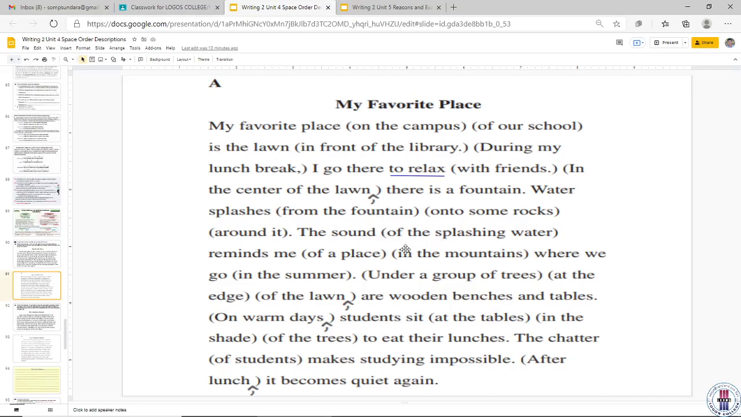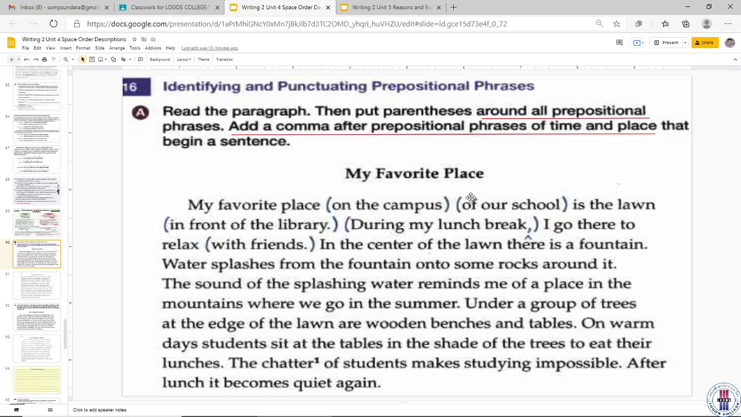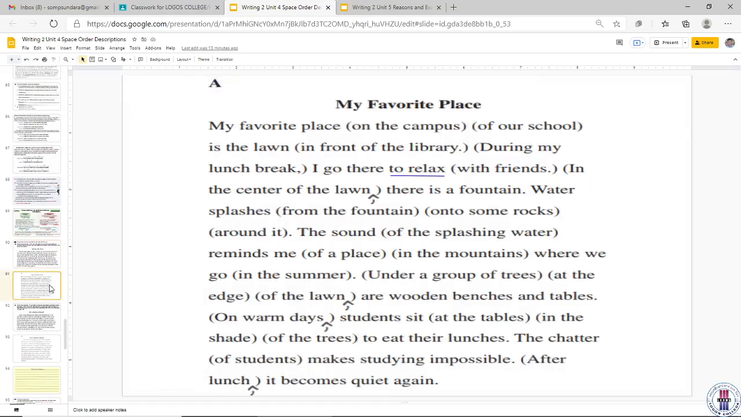The sound of the splashing water reminds me of a place in the mountains where we go in the summer. Under a group of trees at the edge of the lawn, comma, are wooden benches and tables. On warm days, students sit at the tables in the shade of the trees to eat their lunches. Okay. So as you can see, if a prepositional phrase of time and place begins a sentence, we usually separate it with a comma when we move it to the beginning of a sentence. Okay.